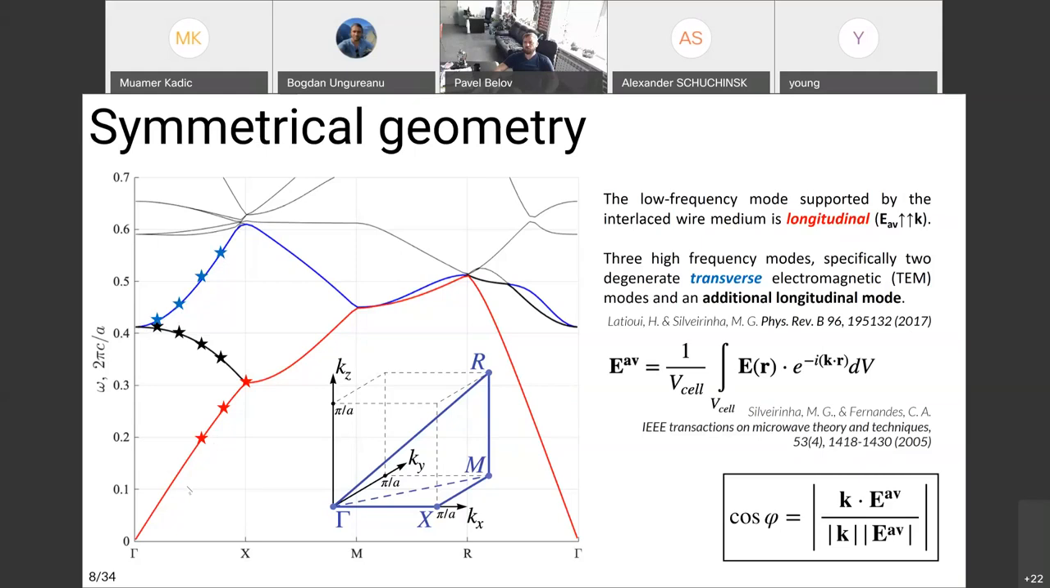And the polarization of the waves can be checked just by calculation of the average electrical field. But because wave vectors over here can be quite significant, you have to multiply this by an exponent, compensating the propagation constant of the mode. We are doing this quite actively in the works on homogenization of various kinds of metamaterials. And here I refer again to the paper of Mario Silveirinha, published in 2005. There all this theory of homogenization was proposed.